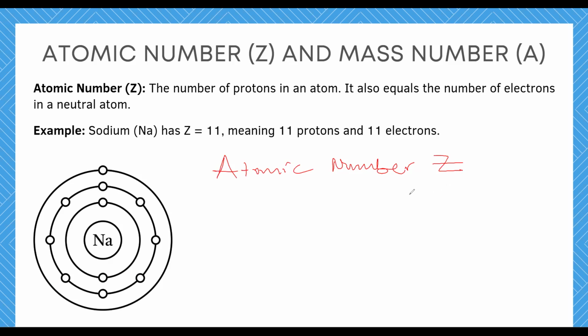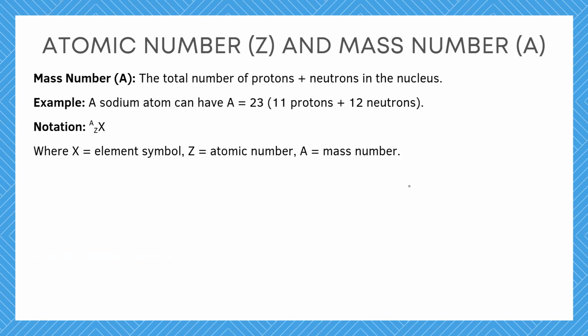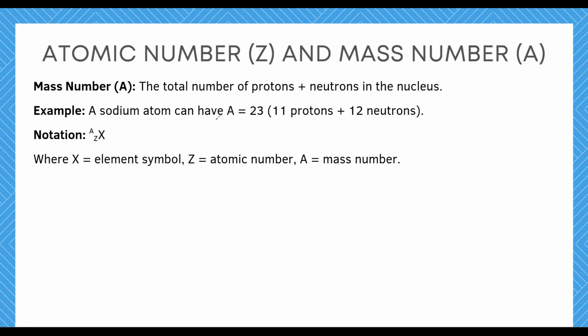All right, so now that we've dealt with the first parameter, let's move on to the next one. The next one that we're looking at is the mass number. We've seen what the atomic number is. Now we want to look at what the mass number is. The mass number is simply the total number of protons and neutrons that are present in the nucleus.